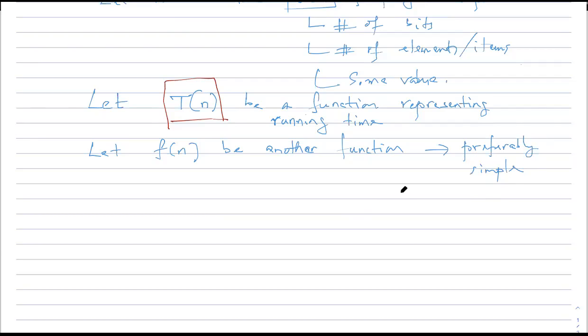Wait, so just to clarify, we're trying to understand the running time in terms of some element n, but in terms of some characteristic of it described by the function f? Exactly. So we are basically trying to establish a relationship between this T of n and f of n, where f of n is a preferably simple function which we can reason about as n grows to an astronomical proportion. Okay? Is that all right?